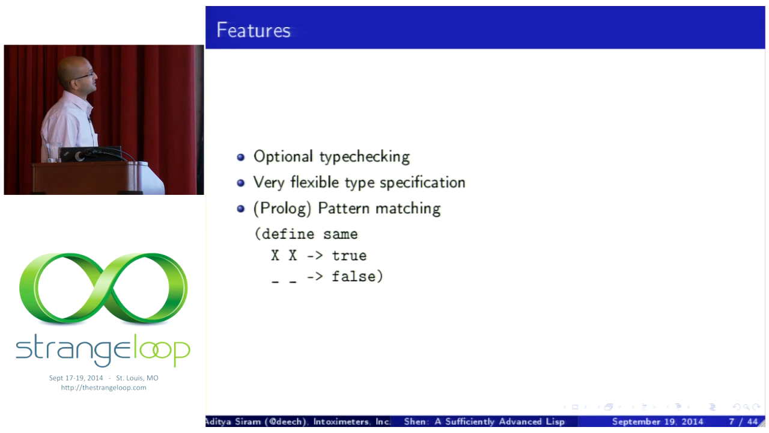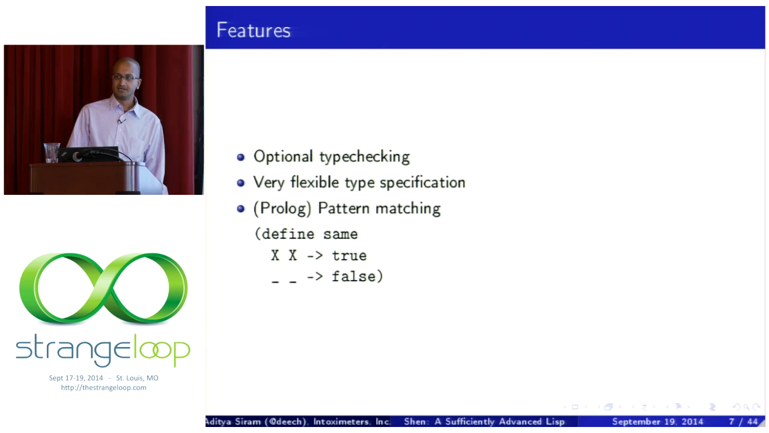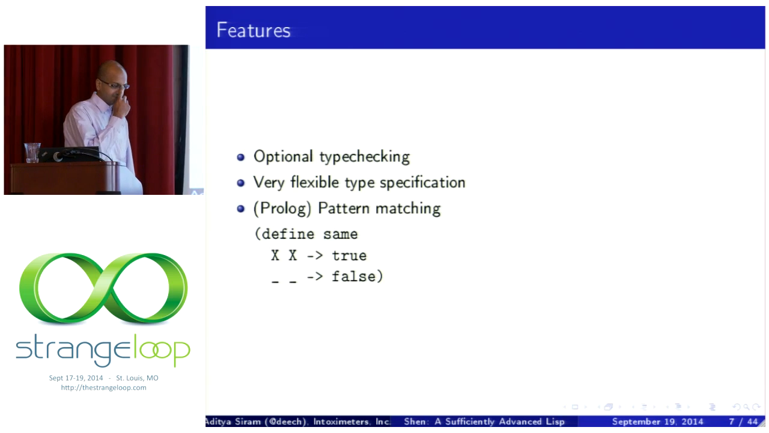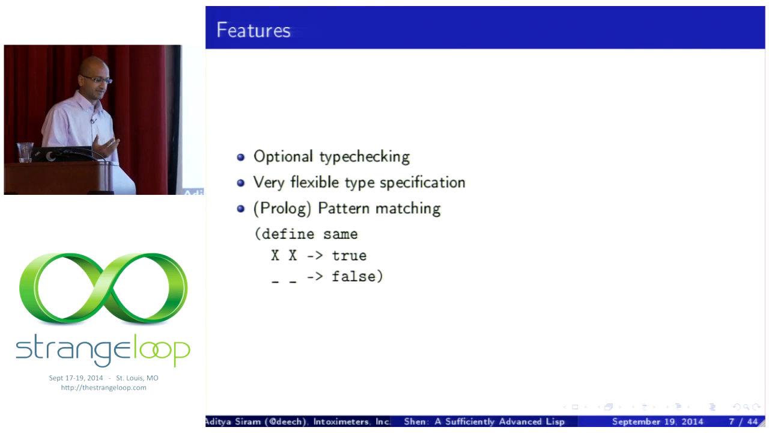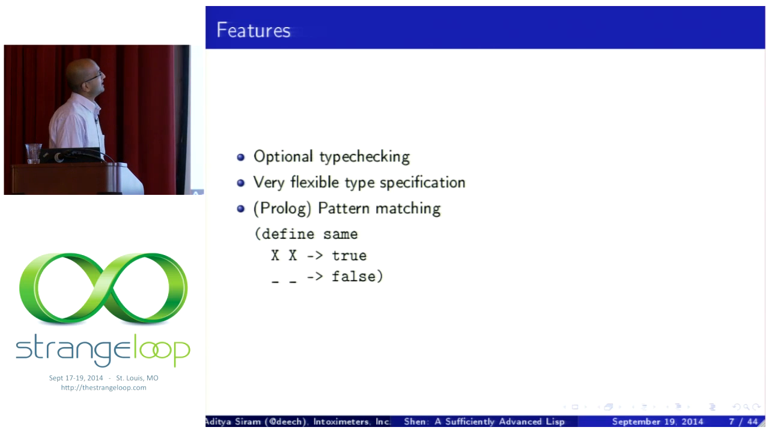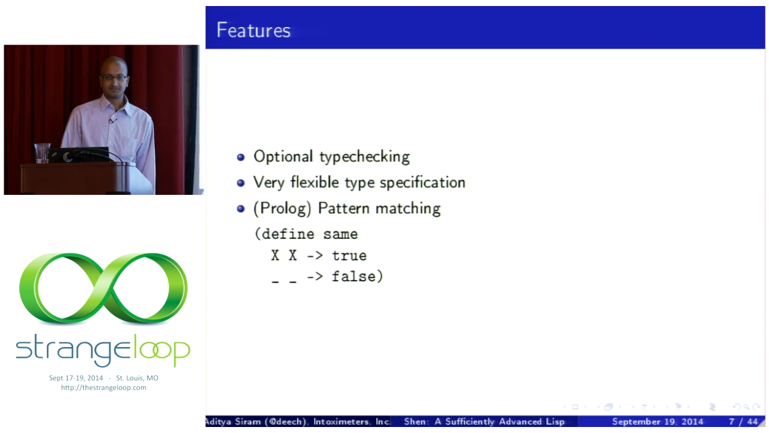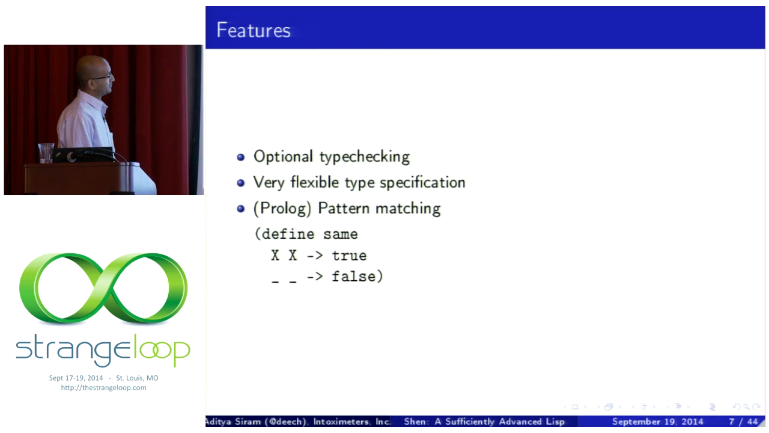So some reasons why Shen is a good thing. First of all, optional type checking. It's the language that really made me reconsider my original thinking on optional type checking, and now I think it's actually a good thing if done right. It's also got a very, very flexible type system, and we'll get into that quite a bit more in a second.